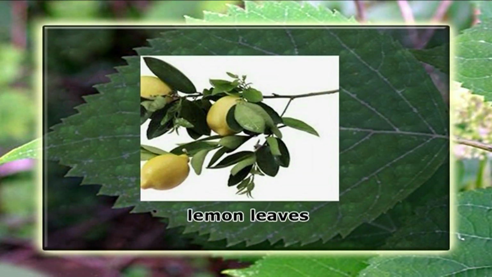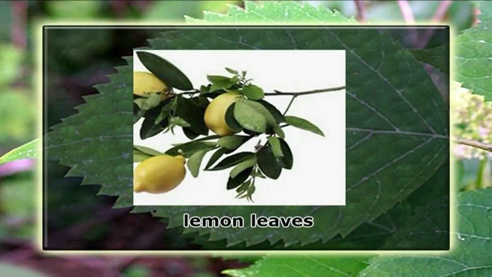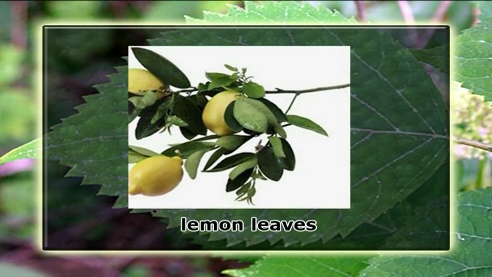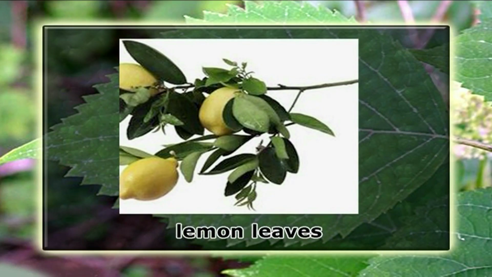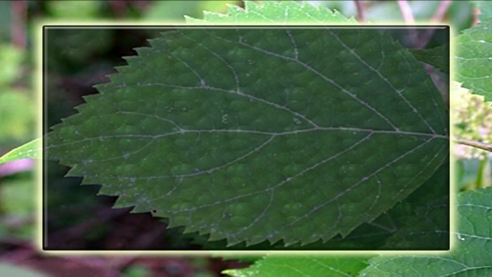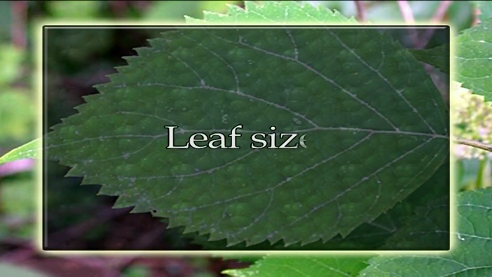Then tripinnate. A thrice pinnate compound leaf. That is, the secondary axis produces the tertiary axis which bears the pinnules. For example in Moringa. Now, decompound. It is a compound leaf which is more than thrice pinnate. For example in carrot, fennel, coriander, etc. Now, leaf size. Leaves show great diversity in size.